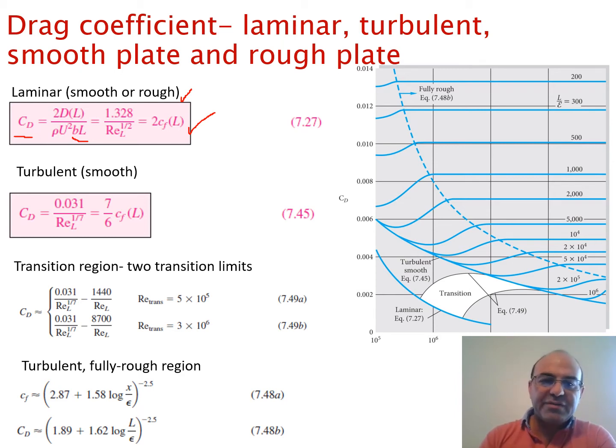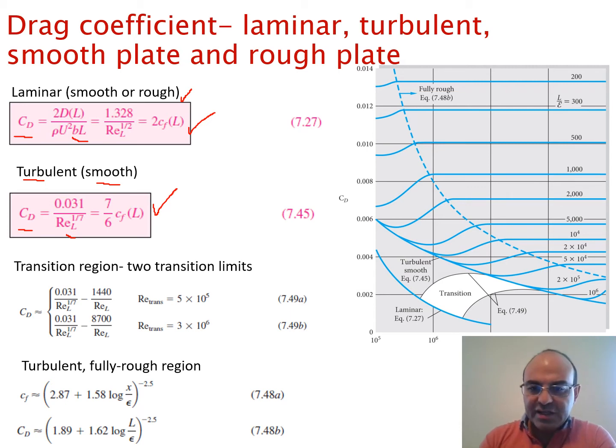For turbulent flow, in the previous lecture, we talked about this equation, turbulent but smooth. If the plate is smooth, or if it can be assumed smooth enough, then the drag coefficient CD is obtained from this equation. And usually we consider the transition between laminar to turbulent as Reynolds number equal to 5 times 10 to the power of 5.